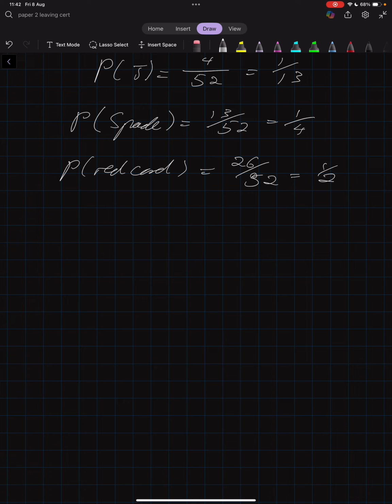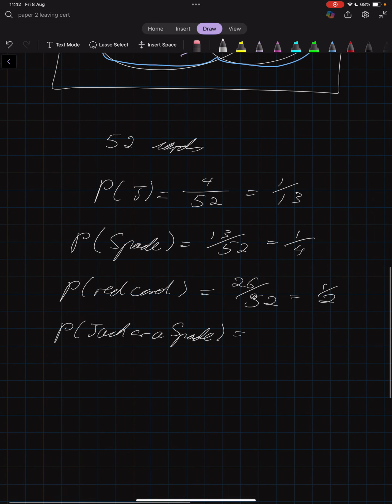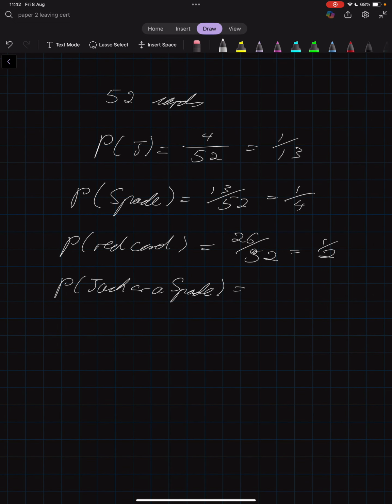What about the probability of getting a jack or a spade? This one you will have to be careful, because how many jacks are there? There's 4. How many spades are there? There's 13. So you might think, oh, it's 4 plus 13 divided by 52. No. No, it is not. You have to be very, very careful.